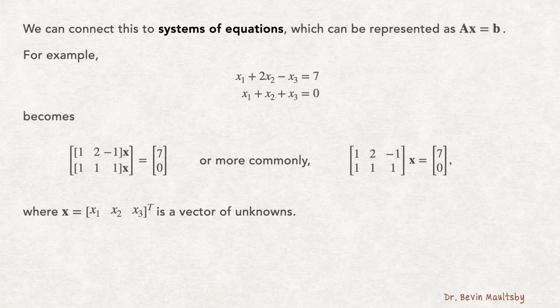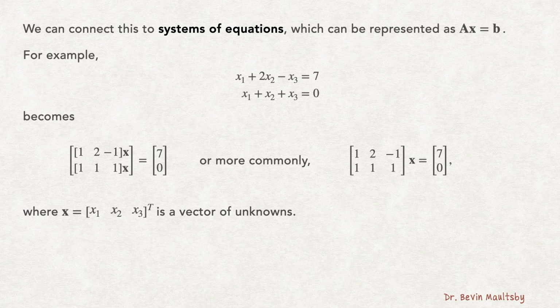We can interpret the equation x1 plus 2x2 minus x3 equals 7 as the row 1, 2, -1 times the vector x equals the entry 7. And similarly, x1 plus x2 plus x3 equals 0 is a row 1, 1, 1 multiplied with the vector of unknowns x, and that product equals 0. So on the left, I've written the rows times the vector x as a 2 by 1 vector and set that equal to the vector 7, 0.